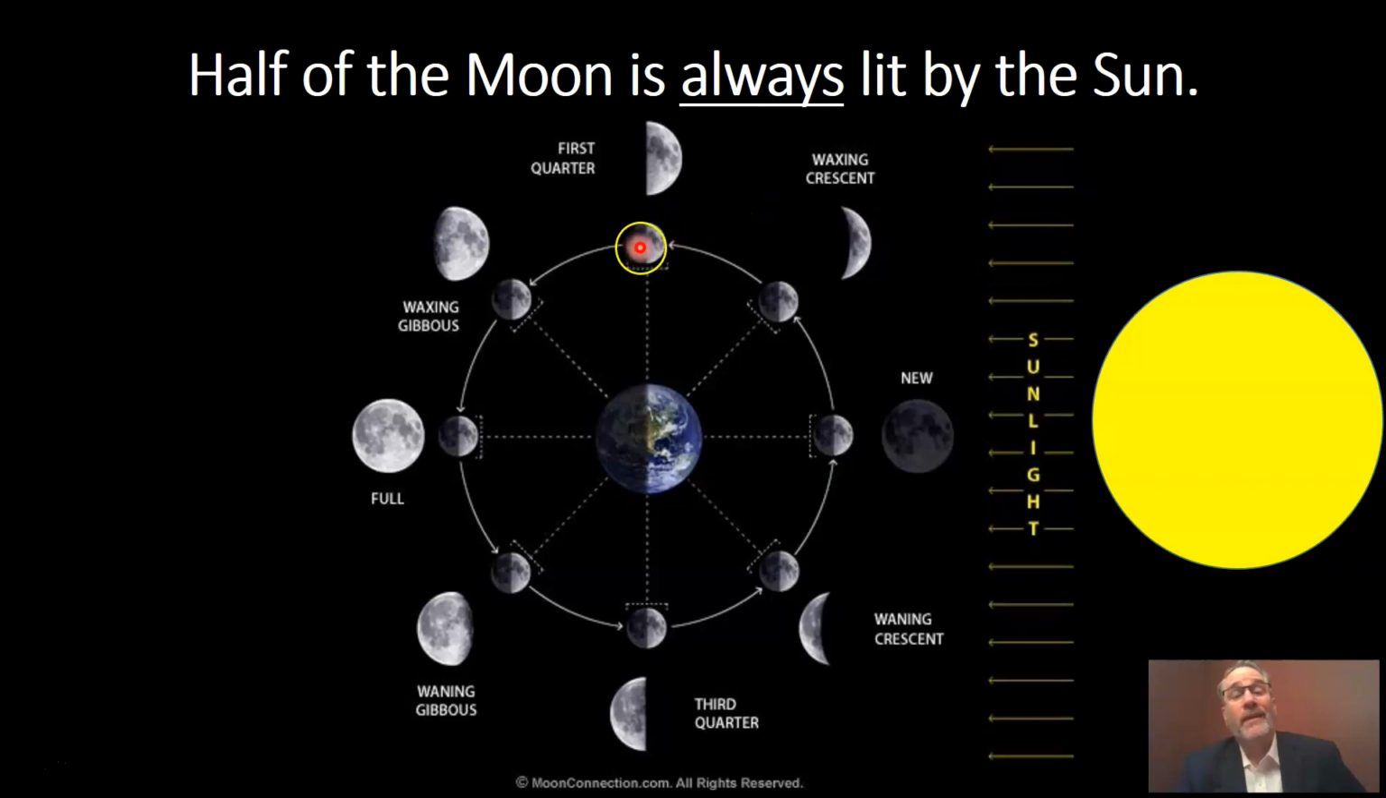Half of the moon is indeed lit, and it looks like half of the moon is lit. We call this the first quarter. Half of the moon is lit, but from Earth, it appears that more than half is lit.